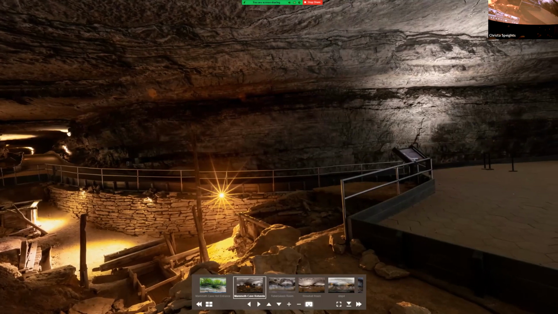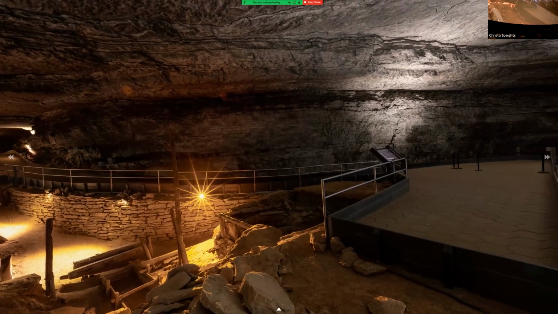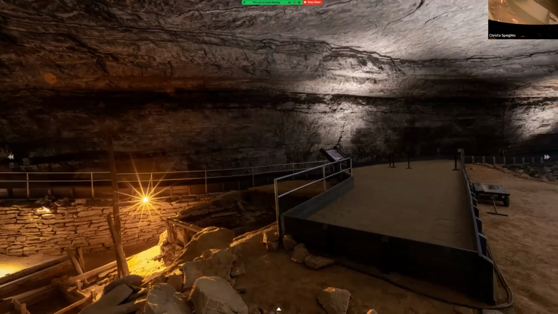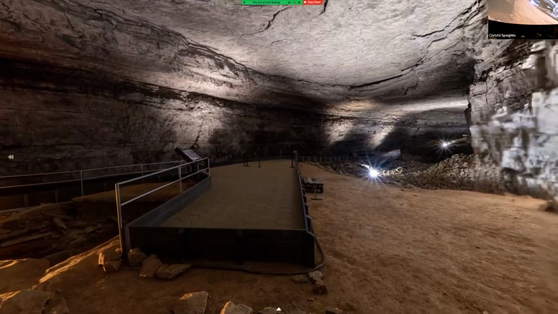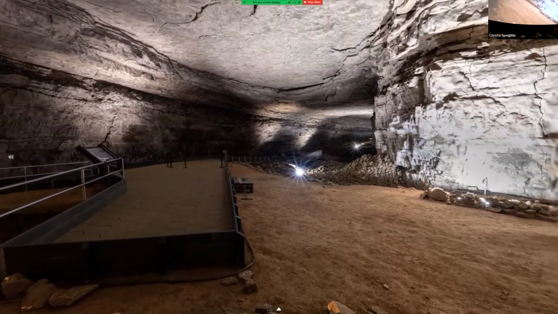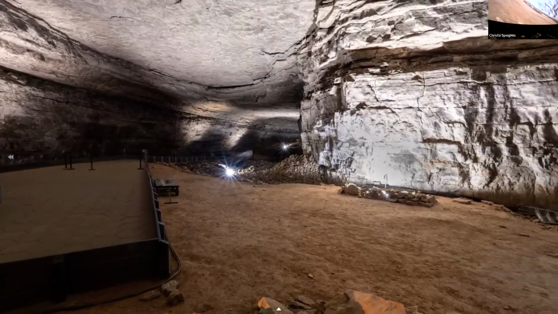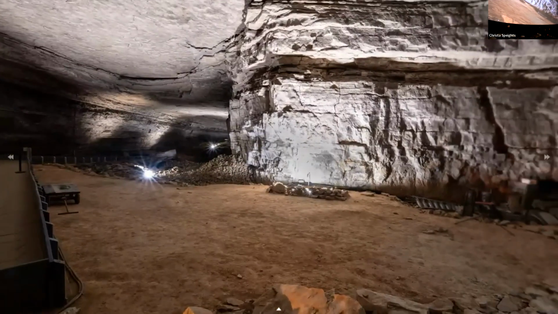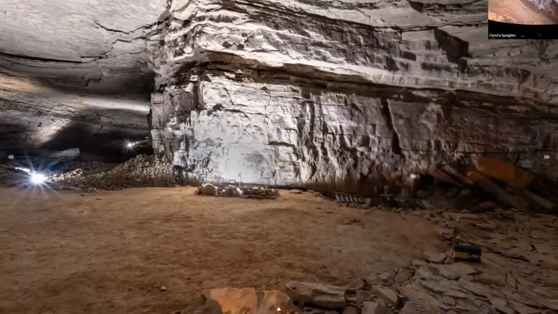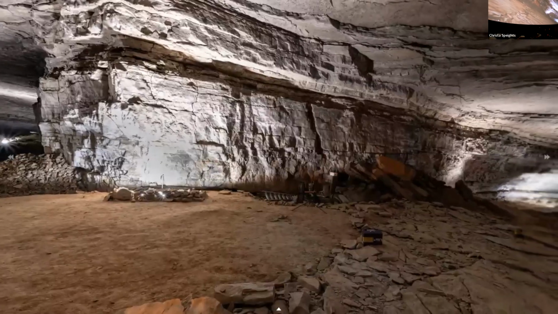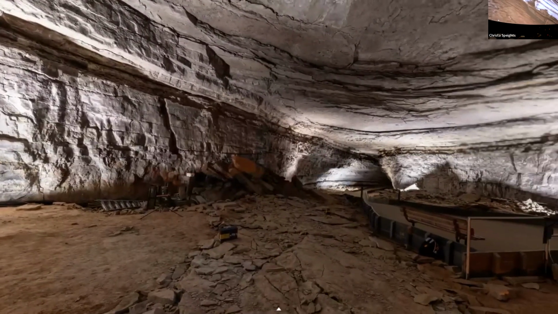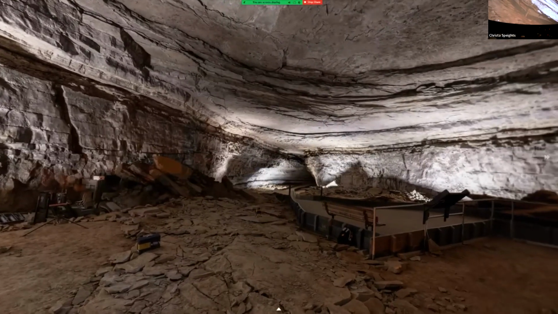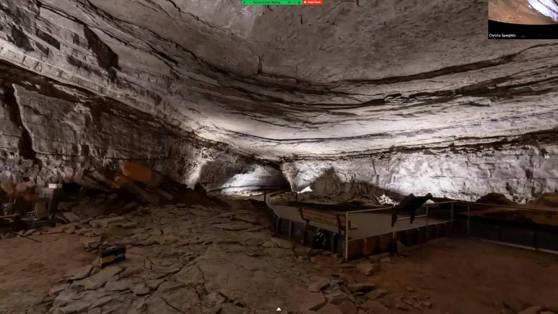So this is the Rotunda Room, and I'll just let this pan around and then I'll show you some things. If you take a look at the ceiling, that's why it's called the Rotunda. It's a really round room because of the way that the rocks have broken off to make that rounded ceiling.